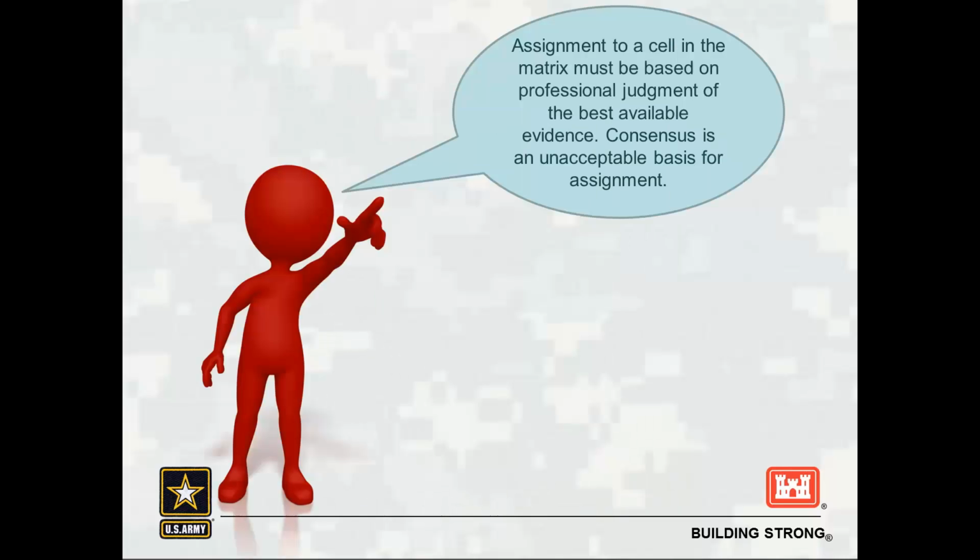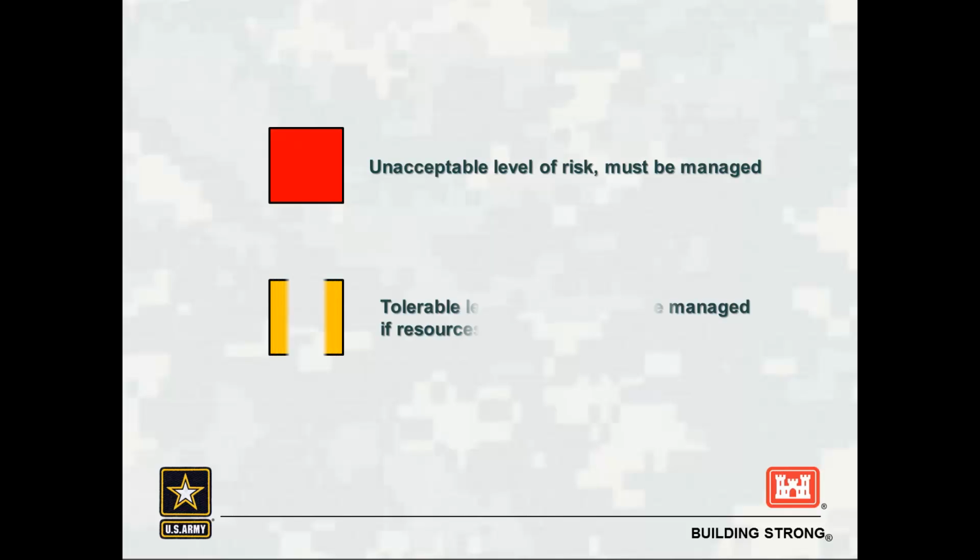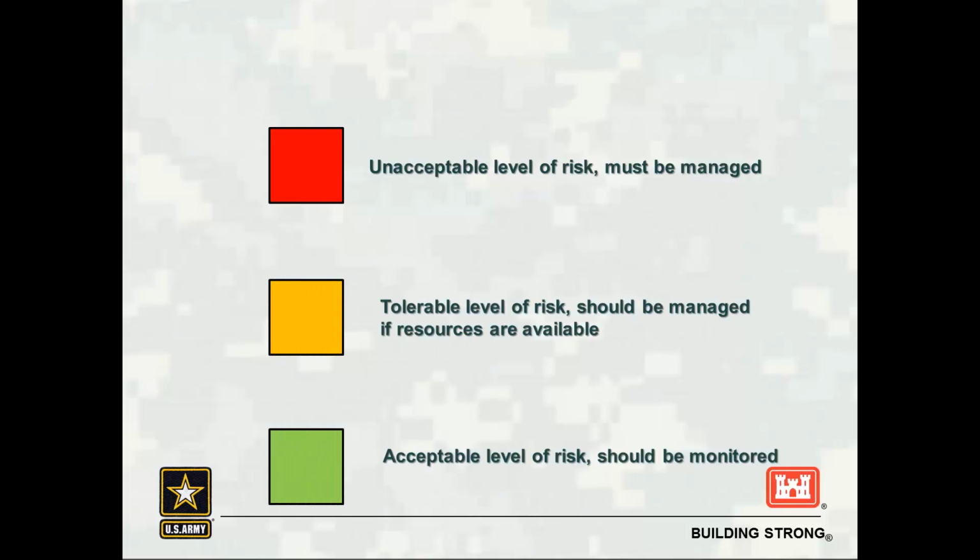Assignment to a cell in the matrix has to be based on professional judgment of the best available evidence. Consensus is an unacceptable basis for assignment. So once you've created the matrix, you are going to place your hazards or your risks in a cell in the matrix. And the basis for doing that needs to be factual. It needs to be evidence-based.